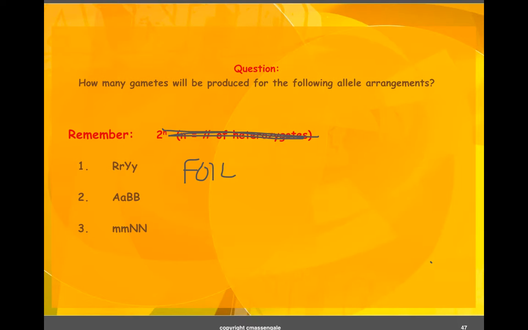So if I take this big capital R, it could be passed with capital Y, or capital R could be passed with lowercase y when they separate. So big R, big Y, big R, little y. Or the offspring could have a little r and a capital Y. The offspring could also have the combination of little r, little y. So in this case, it has 4 possible gametes.